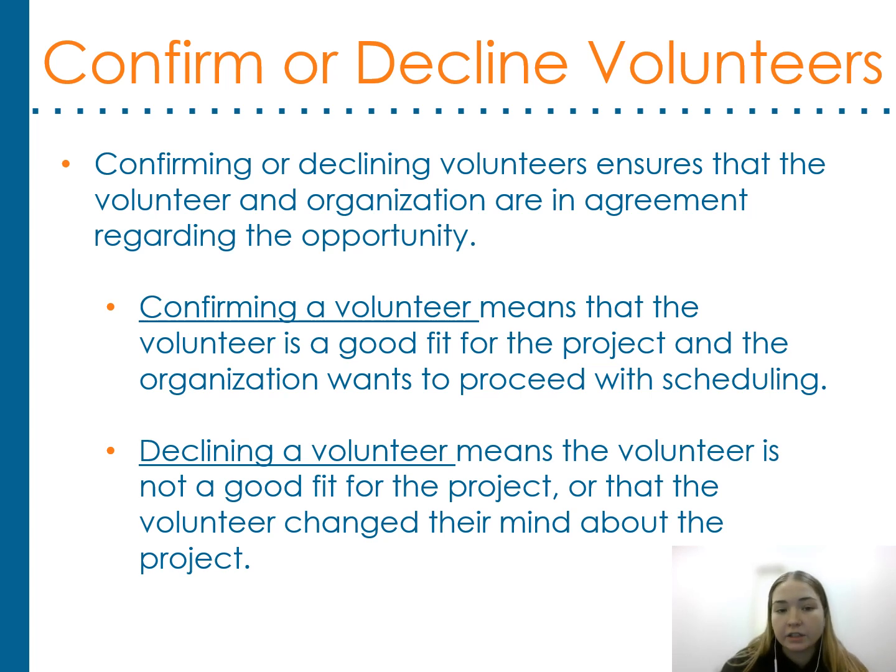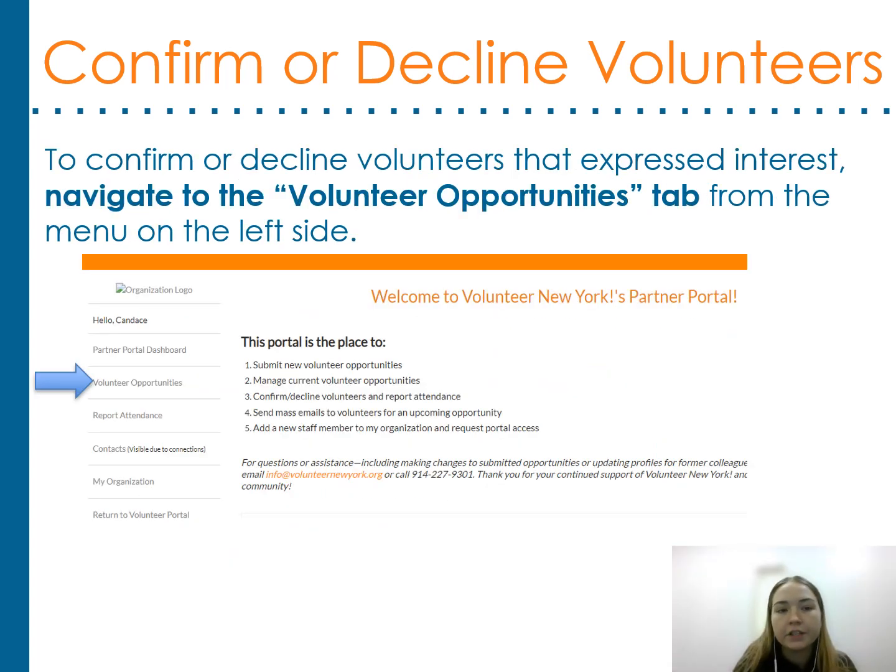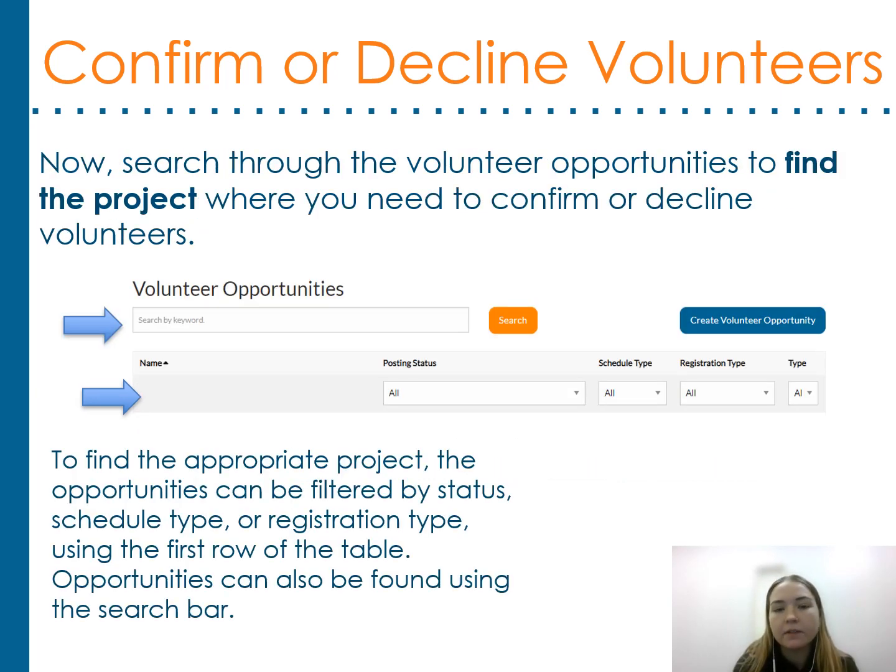If the volunteer is declined, this means that the volunteer is not a good fit for the project or that the volunteer changed their mind about participating in the project. The first step to confirming or declining a volunteer is to navigate to the Volunteer Opportunities tab by selecting it from the menu on the left side of the page. Once in the Volunteer Opportunities tab, it should say Volunteer Opportunities at the top.